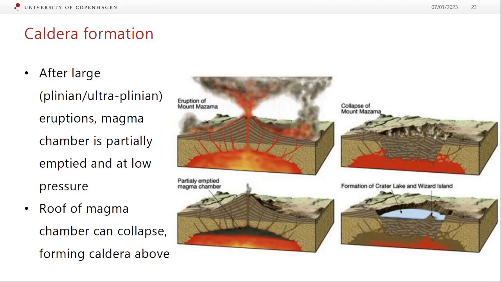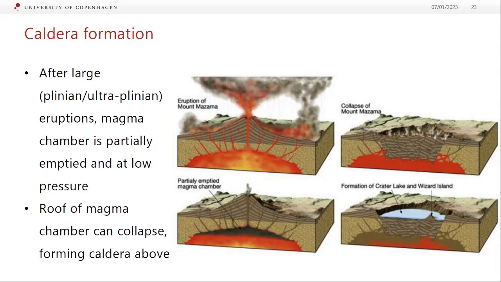All right, so calderas form after large, so either Plinian or ultra-Plinian eruptions, and basically what happens is the magma chamber is overpressured at first and it drives this eruption. As you evacuate all this magma and you degas, the magma chamber pressure drops and drops and drops, and it becomes partially empty. And then the roof might become unstable and collapse in.